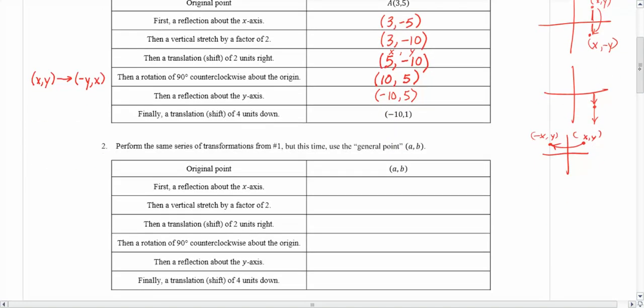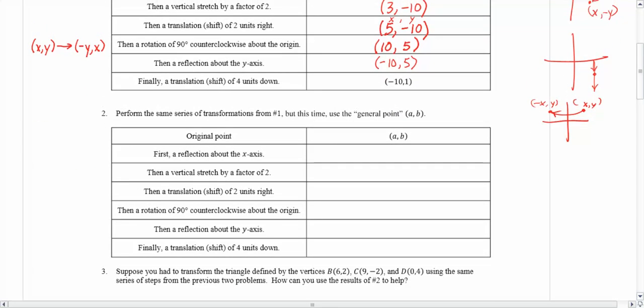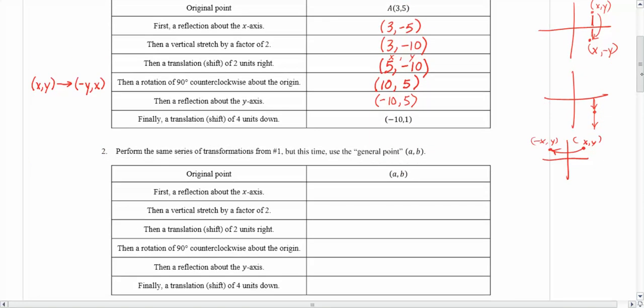Okay, so let's try the next thing. The next thing is to do the same exact transformations, but with a general point called A,B instead. Not with 3, 5, but with A,B. And so we'll do the same thing, but it'll look a little uglier. First we're going to reflect about the x-axis. That means the y changes sign. So this becomes a, negative b. And that's exactly what we did up here.